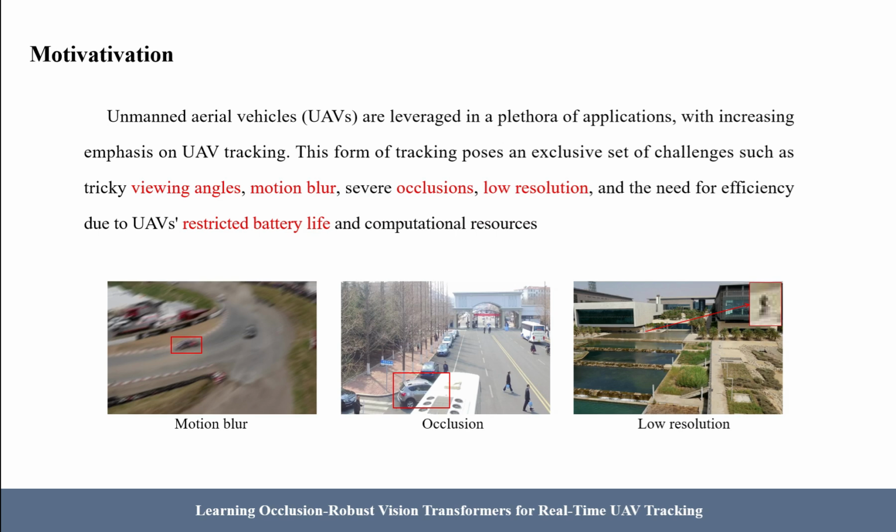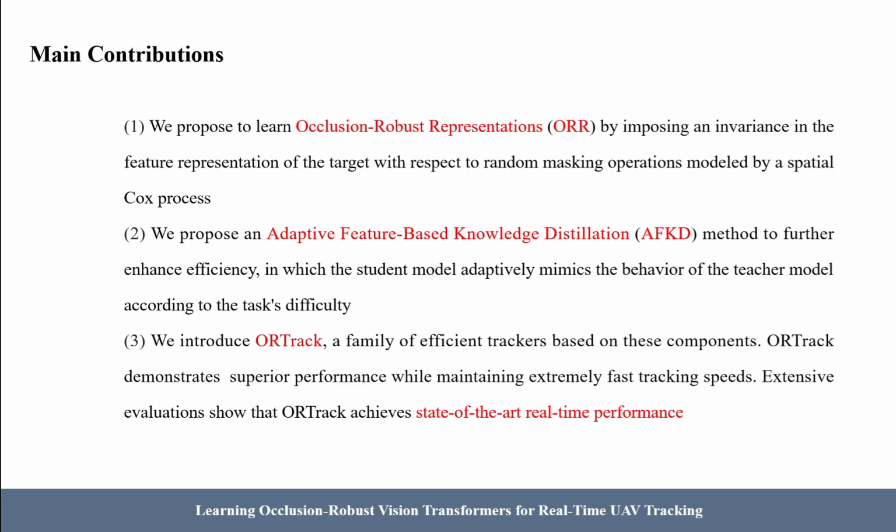This form of tracking poses an exclusive set of challenges such as tricky viewing angles, motion blur, severe occlusions, low resolution, and the need for efficiency due to UAVs' restricted battery life and computational resources. In this paper, we present OR-Track, designed to enhance the occlusion robustness of ViT-based UAV trackers by learning feature representations that remain reliable even under target occlusion.